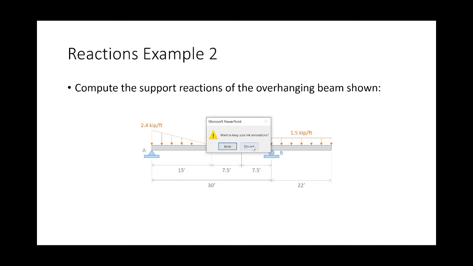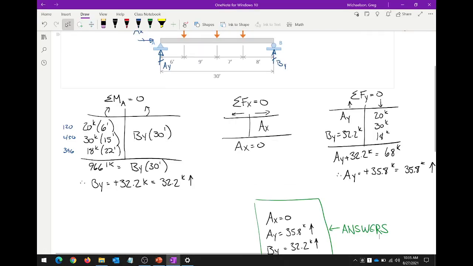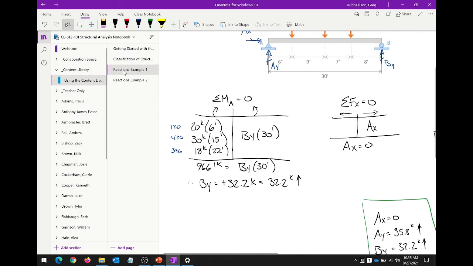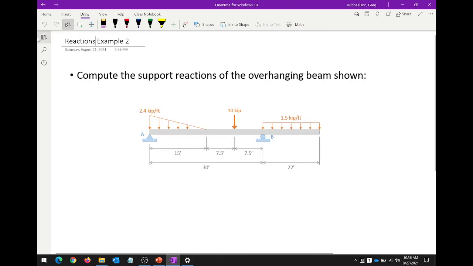I do not want to keep my ink annotations. All right, so let's go back here. There was a question earlier. If you go to the class notebook, I want to show you something. If you go into the content library, you can see that I've got a different page for every example, so it's not going to be one stream of consciousness notebook. So if you're looking for a particular example, you're not going to have to go like crazy to try and find it. If you want reactions example 2, just go to the page.